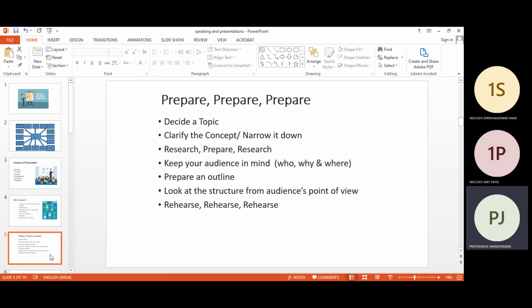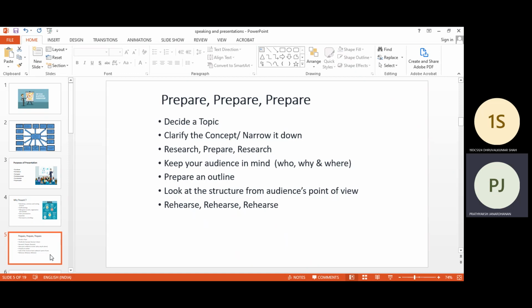You need to decide a topic, you need to narrow it down, and you need to research on it, and then prepare, and then again research on it. Who is your audience? Why are they there? And where are they from? It's very important that you have a heterogeneous audience, and you need to know what kind of a person.